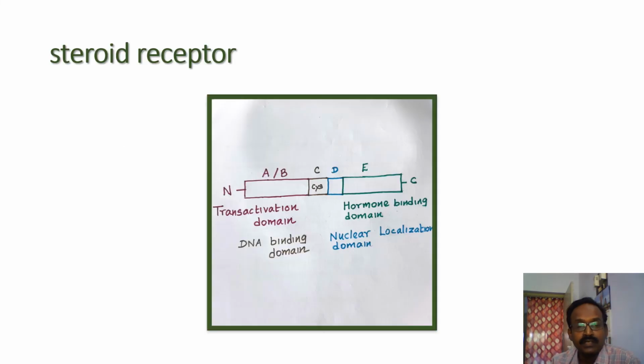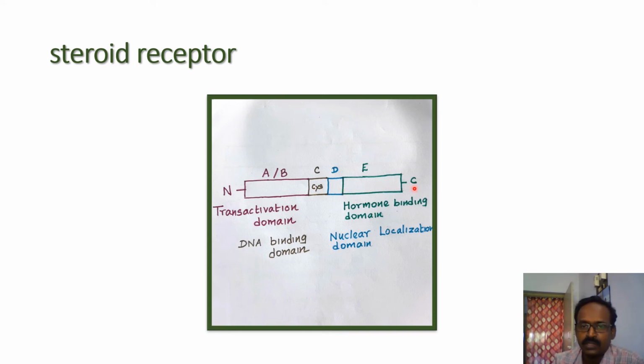The steroid receptors are structured as five domains: A, B, C, D, E. The A/B domain is the transactivation domain. The C domain is the DNA binding domain. D is the nuclear localization domain. E is the hormone binding domain.